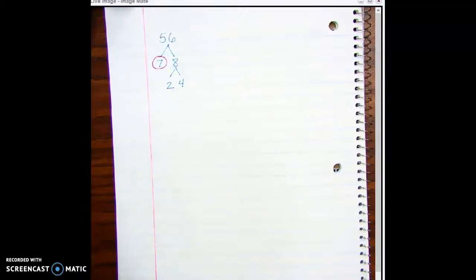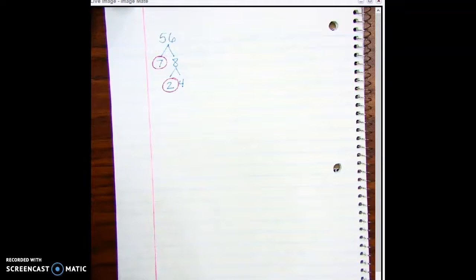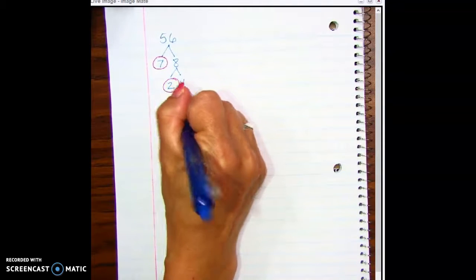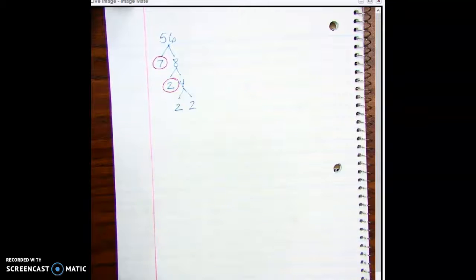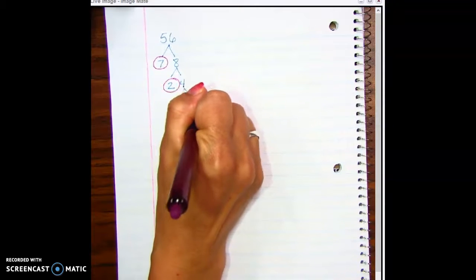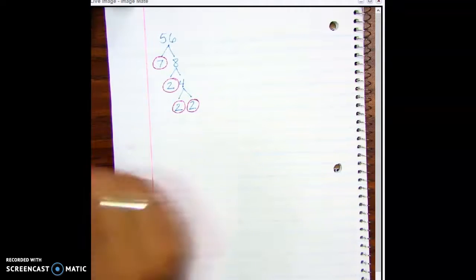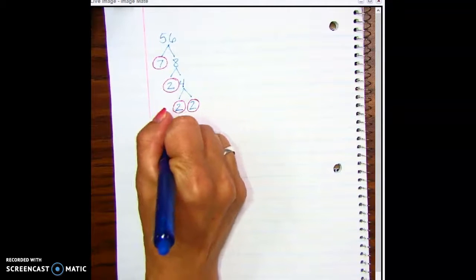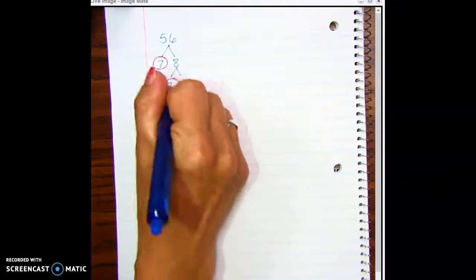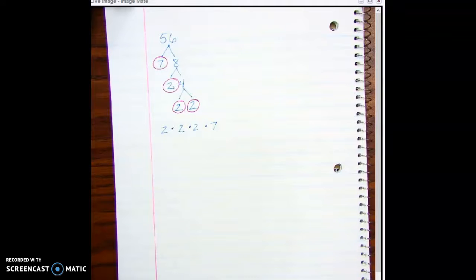7 times 8 equals 56. 7 is prime, so I'm going to circle it. But 8 is not. I take 2 times 4. And guess what I'm going to do? Circle 2, because 2 is prime. 4 is not. So I break it down and I decompose 4, and then I end up with 2 and 2. So here I circle those. Now I have no other numbers that can be decomposed. So I take 2 times 2 times 2, 1, 2, 3 2's, times 7, and that equals 56.